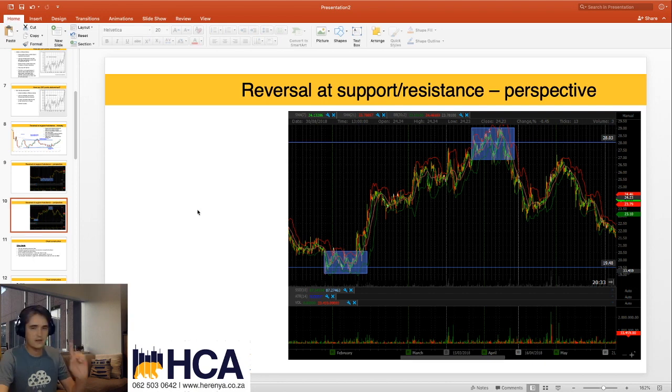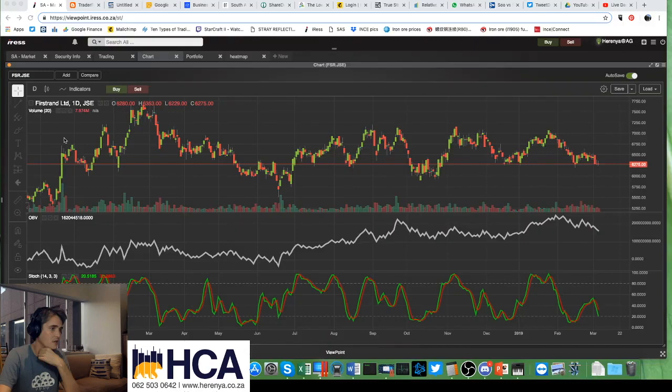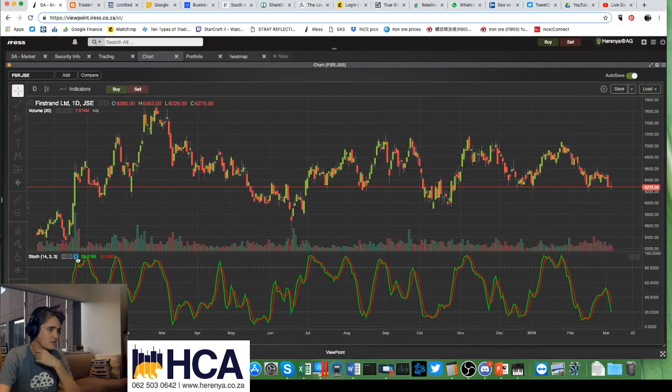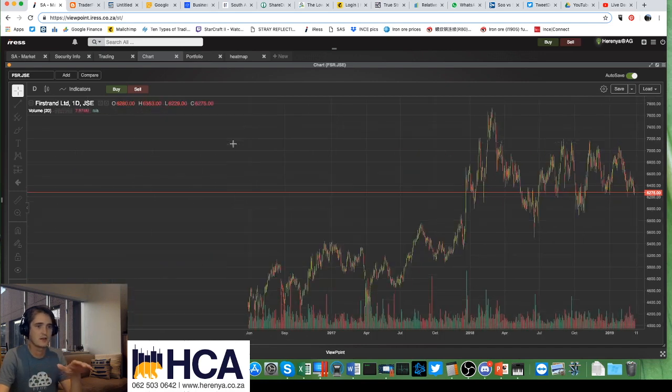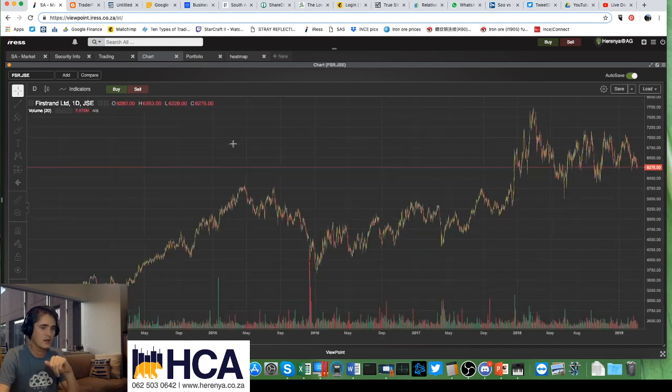Actually, alright, stop. I am going to stop here because I want to look at some examples. So we are going to look for support and resistance levels, and we are going to look for trends, and that is it. Okay. So looking at something like first rand, as we can see here, the trend is very clearly up because we have higher highs and higher lows consecutively, right?